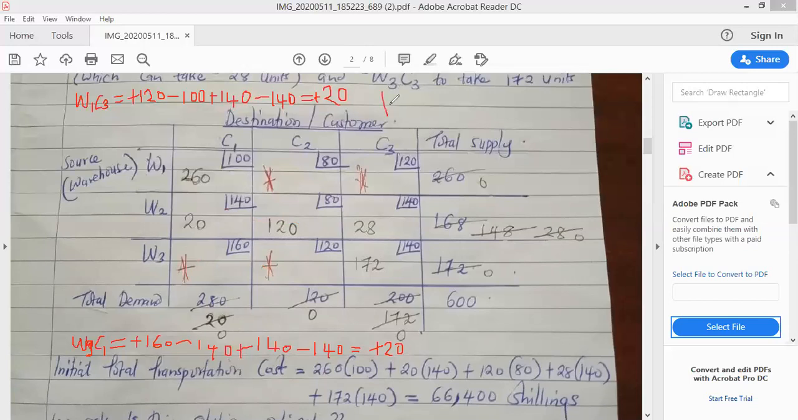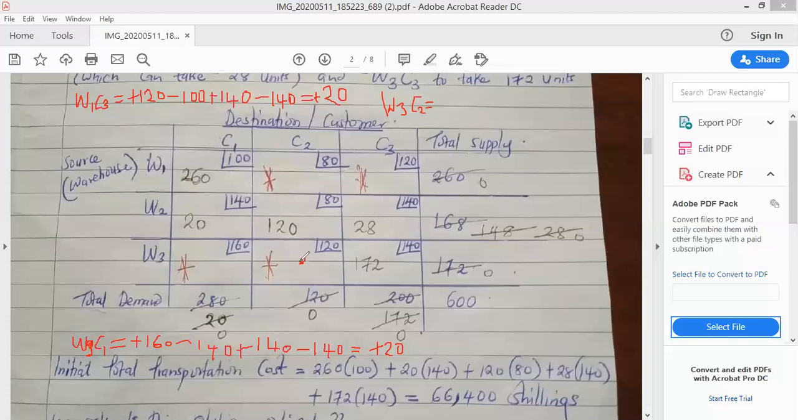Let's do it here. Cell W3C2. If you look at where W3C2 is seated, the immediate neighboring cells are already filled in. So that one you have no struggle in computing the shadow price. You just go around, and you can do it clockwise or even anti-clockwise. For me, I'll move anti-clockwise, okay? Just as we did for the other cells.